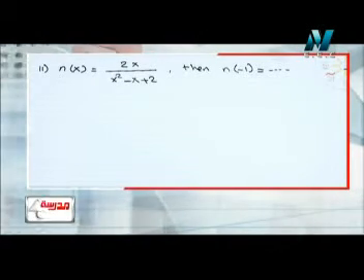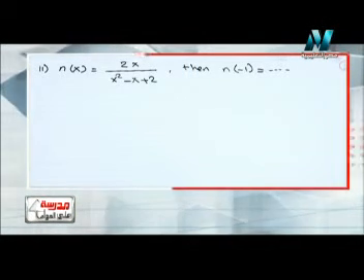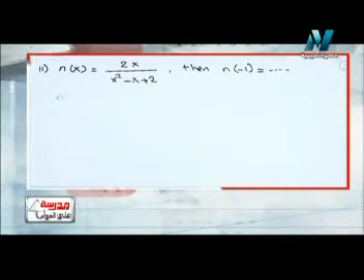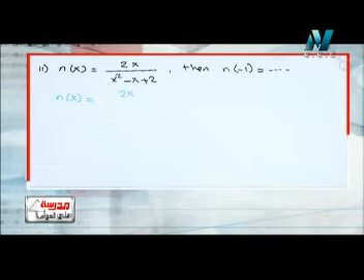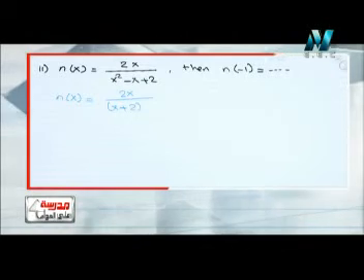طيب before getting n of negative 1 you have to find the domain of this function. And for finding the domain you have to factorize the denominator. يعني أنا المفروض هكتب الفانكشن دي من أول وجديد كده n of x equals up 2x over x plus 2 times x minus 1.